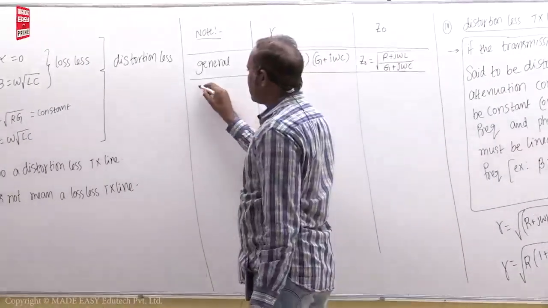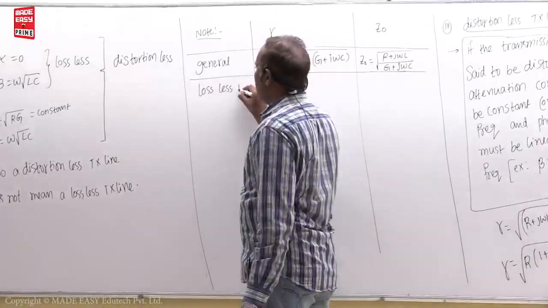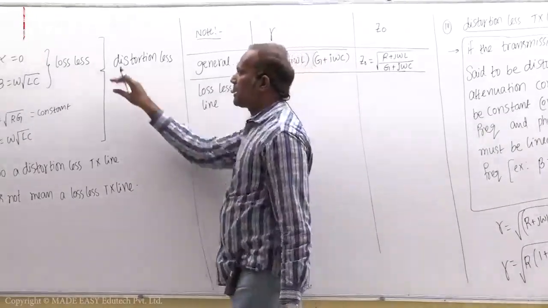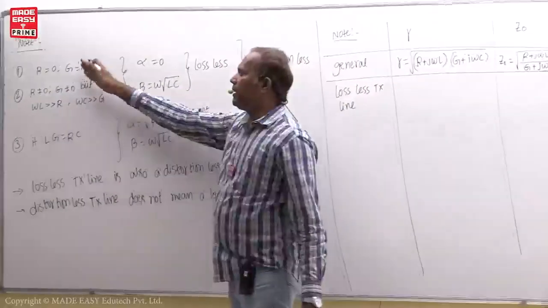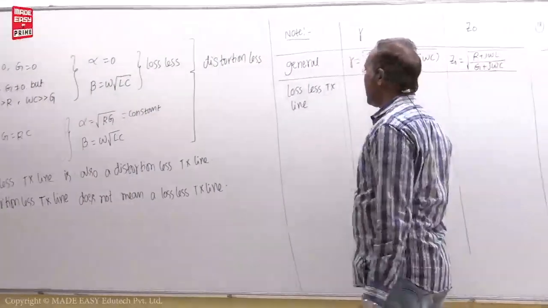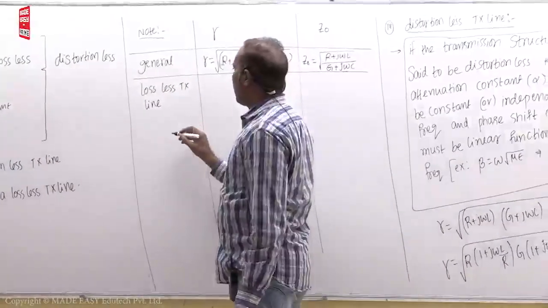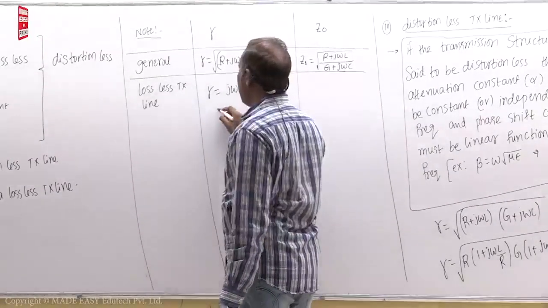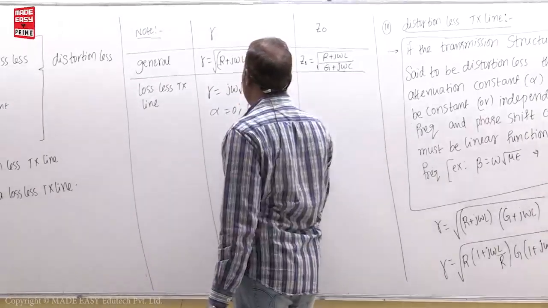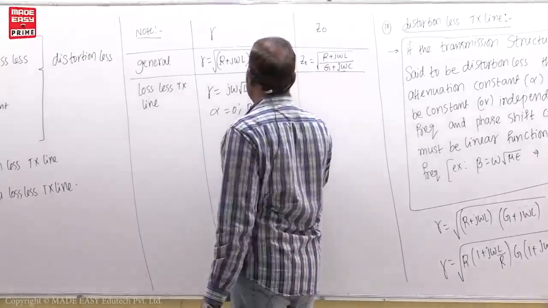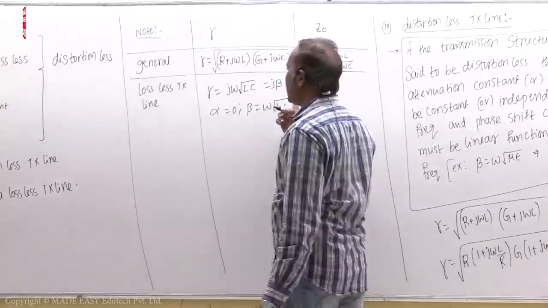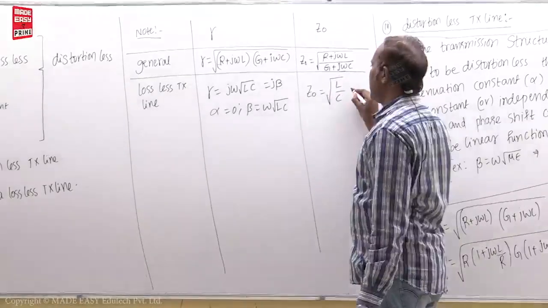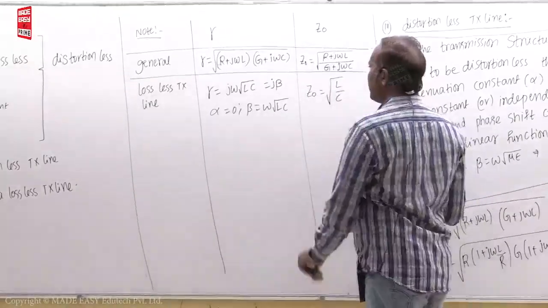Now, lossless transmission line. You know that a lossless transmission line means maybe this case or maybe this case, any one of the cases. For a lossless transmission line, gamma is equal to j omega root LC. In this case alpha is 0, beta is equal to omega root LC. This is nothing but j beta. Gamma is purely imaginary, so there is no loss. Then Z naught is equal to root L by C, that is a real characteristic impedance.